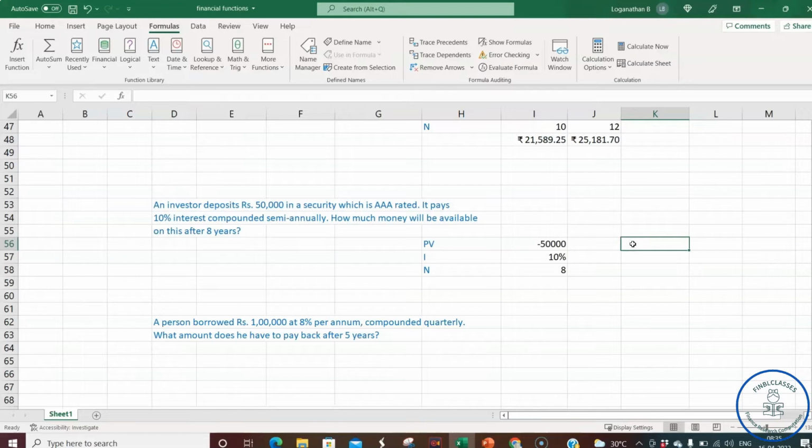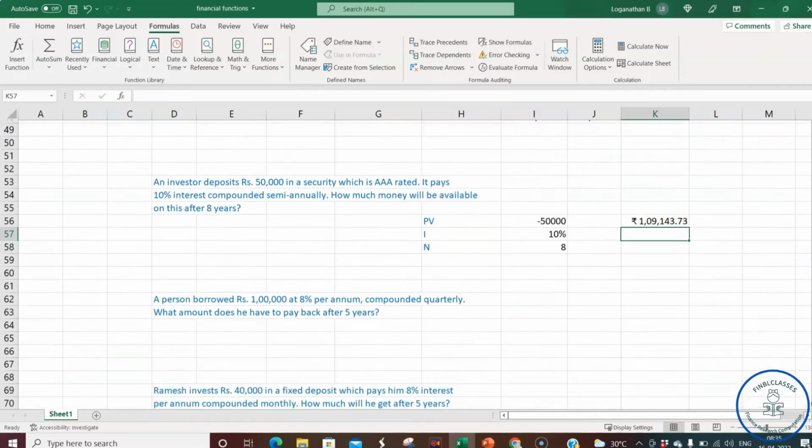In this case, I'll be directly getting into the formula part. Equal to FV. Then the rate here is 10% divided by 2, comma, and the number of periods is 8 into 2, which is nothing but 16, comma, there is no annuity so it is 0, and the present value is minus 50,000. Then I close the parenthesis and press enter. You will get 1,09,143 as the answer for this one.